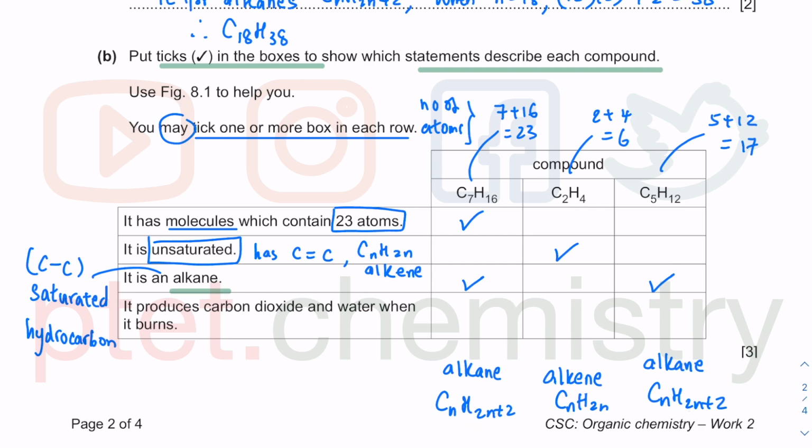Alkane, alkane, CnH2n+2. Produces carbon dioxide and water when it burns. Yes, when you have complete combustion of these hydrocarbons, you get carbon dioxide and water. This is true for all the hydrocarbons there.